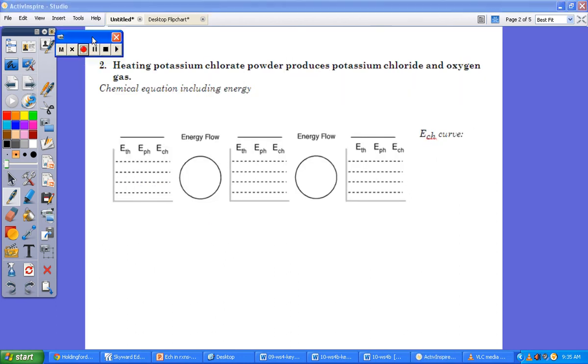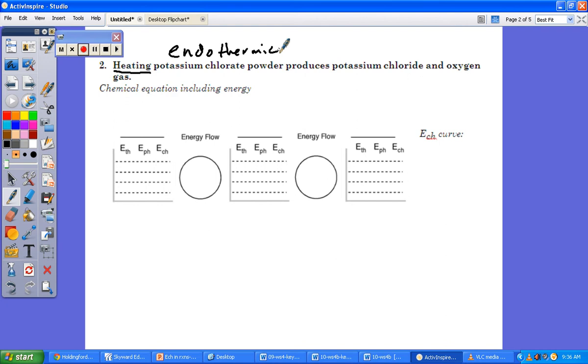The second one here is, and pause it now if you want to try this on your own, heating potassium chlorate powder produces potassium chloride and oxygen gas. This part is key here: heating something means that this is endothermic, which means we're going to be adding energy to the system.